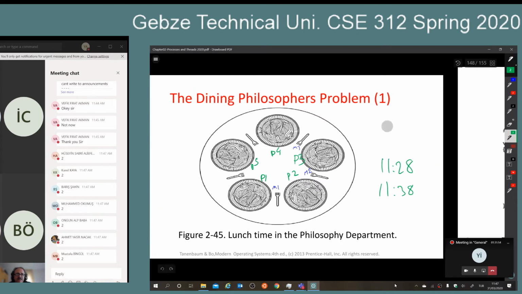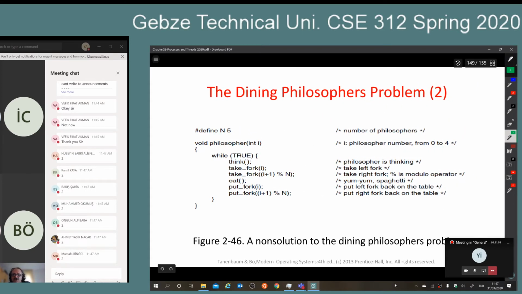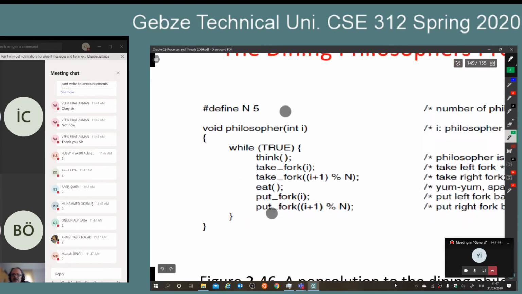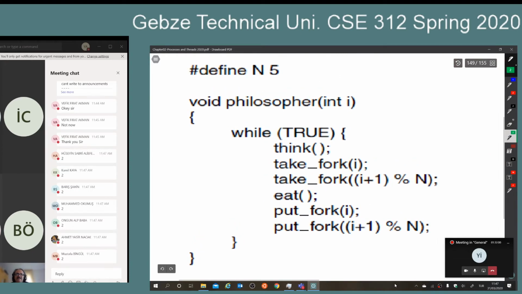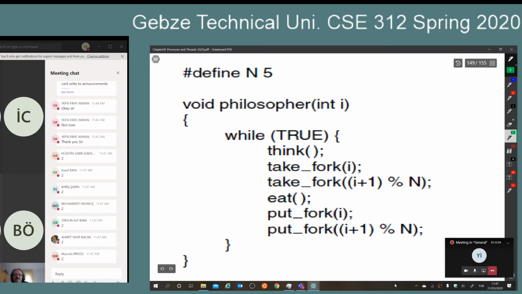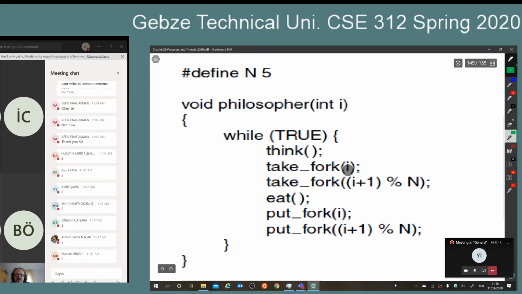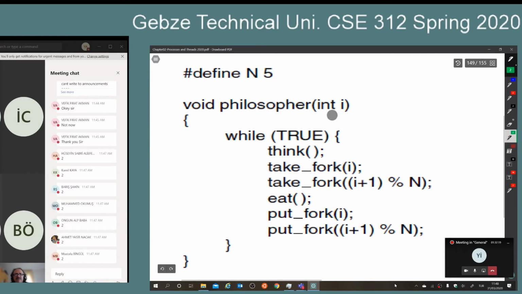Okay, so let's look at the solution. This is the first solution from the book. It says that n is 5. Do you understand this one? I is from 1 to 5. The philosopher number I says that I am thinking now.